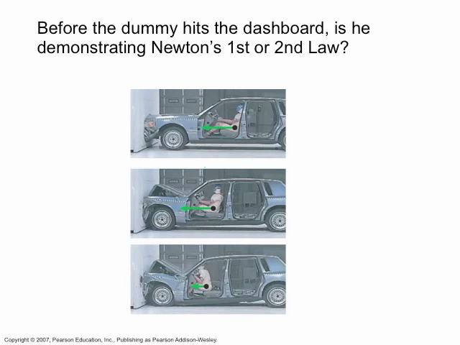The dummy is in uniform motion of Newton's first law while moving at the speed of the car towards the dashboard and windshield without a seatbelt to slow him down. Then the sudden great force from the windshield and dashboard suddenly applies Newton's second law against his motion to slow him down.